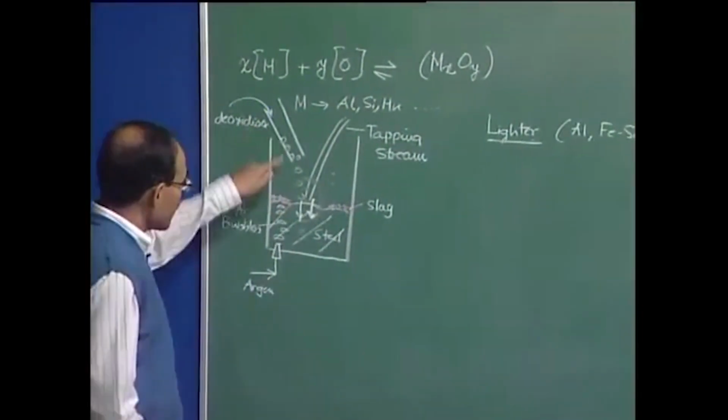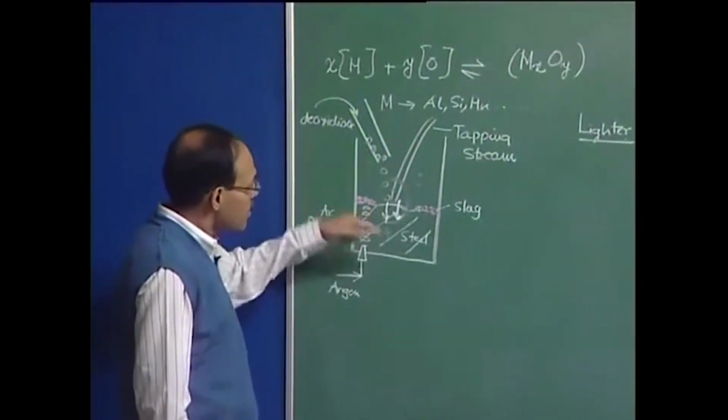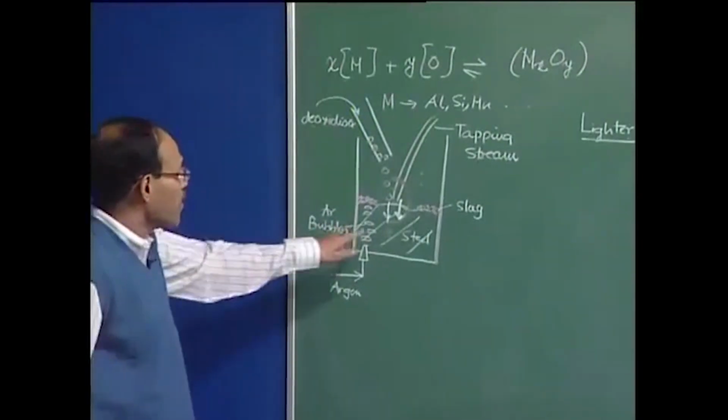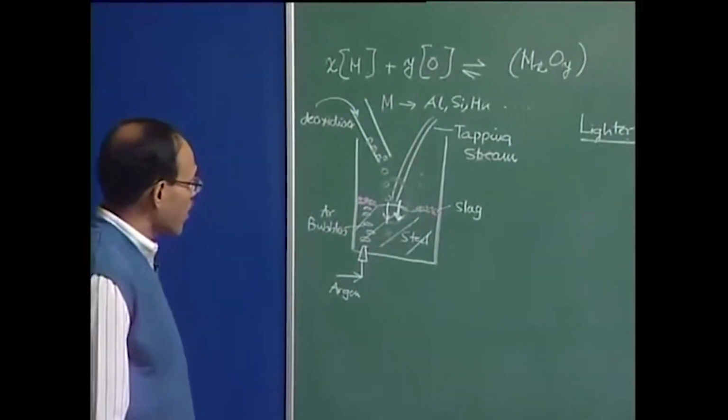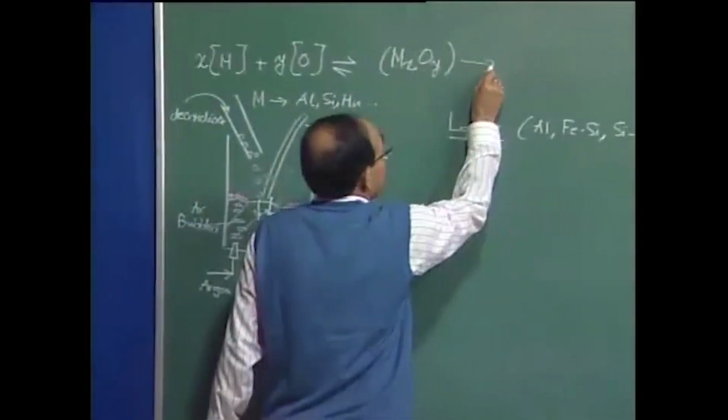So deoxidizers, upon their entry into the bath, will spend some time subsurface, and in the process they are going to melt and dissolve, and react with the oxygen in the bulk steel. This we say is the deoxidation product.